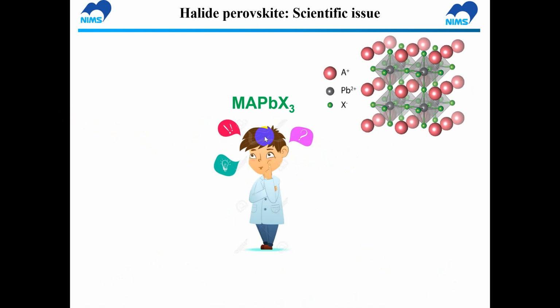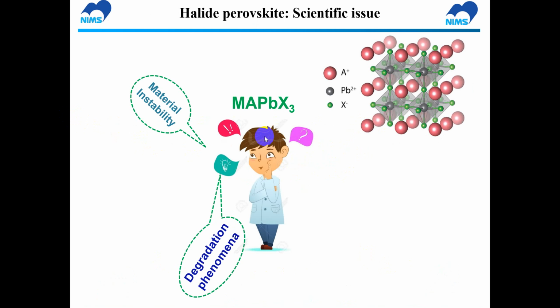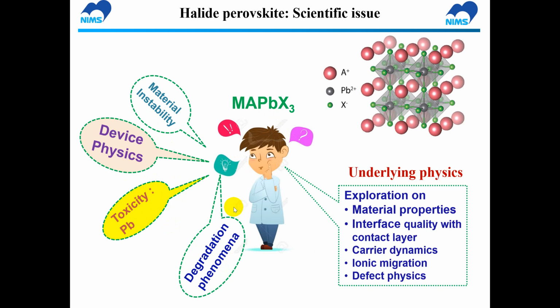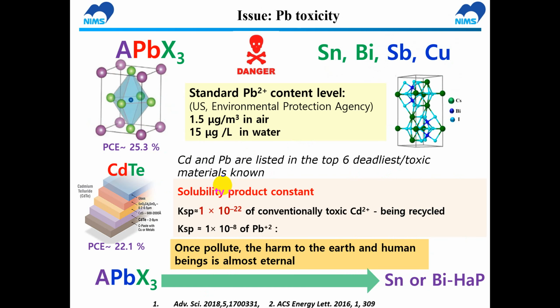Halide-based perovskite solar cell has some scientific issues. One is material instability, another is degradation phenomena, and it contains lead, which is toxic. And the device physics of this material or device based on halide-based perovskite are still being explored, and there is much to be known. It has toxic lead, so it has a toxicity issue.